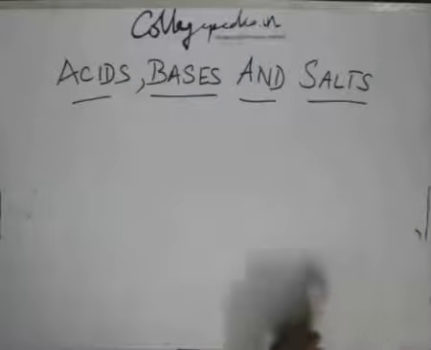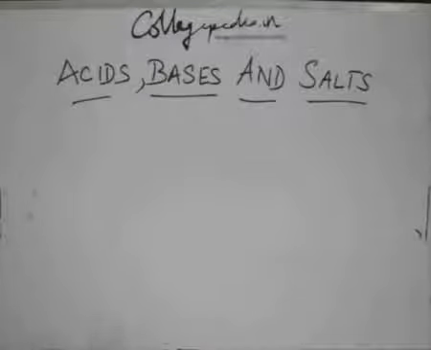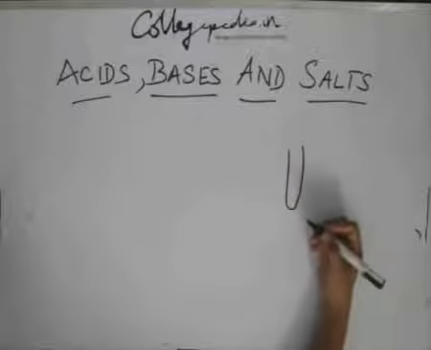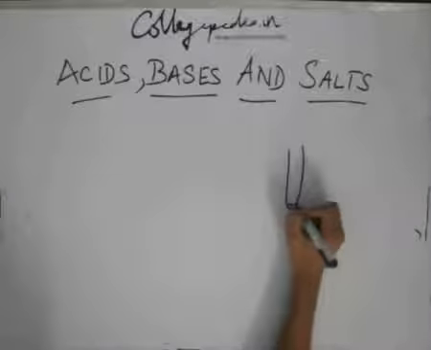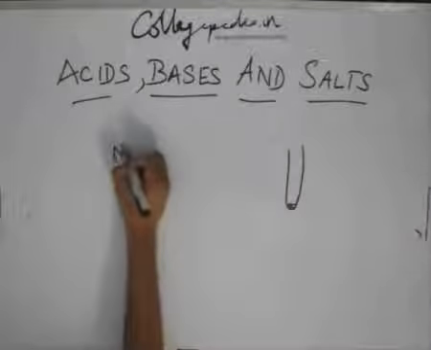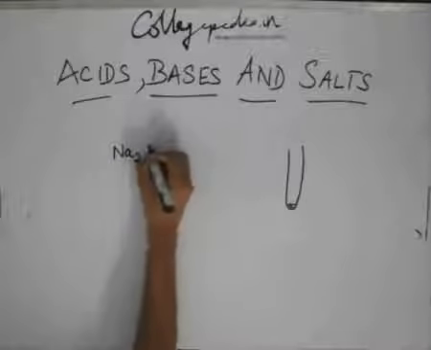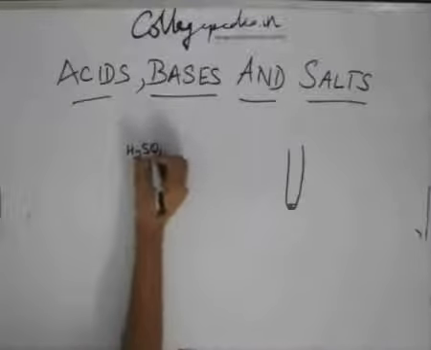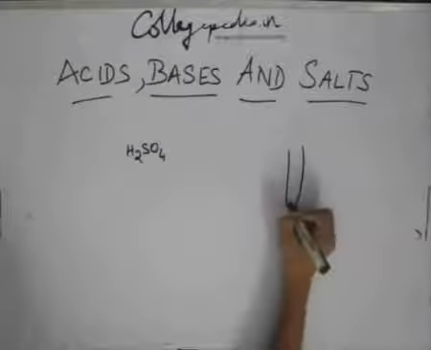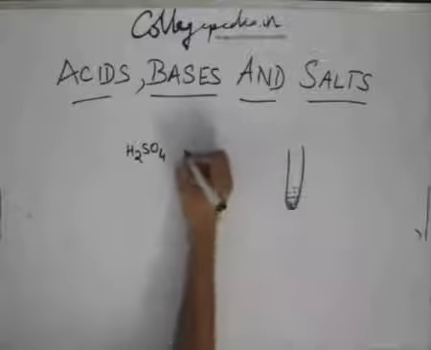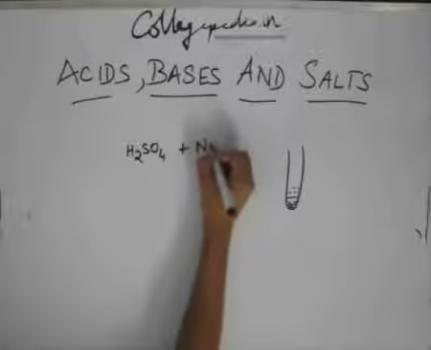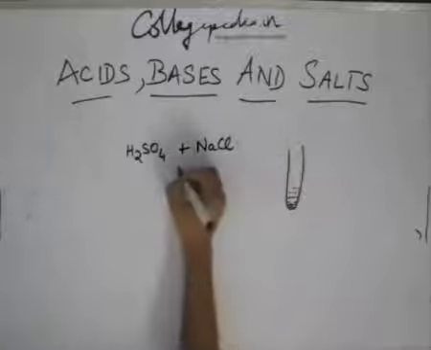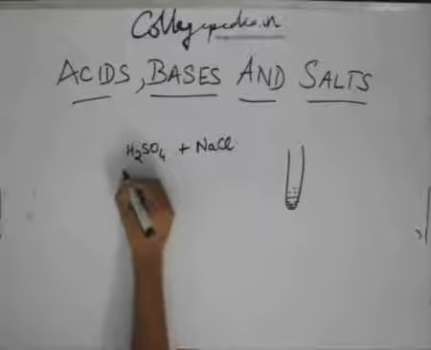Alright, so now we come to a very interesting thing. Suppose you have a test tube and you have H2SO4 in the test tube. So this is H2SO4, and you add to it some sodium chloride. So you add some common salt to it. So there will be a reaction, and what will be that reaction?